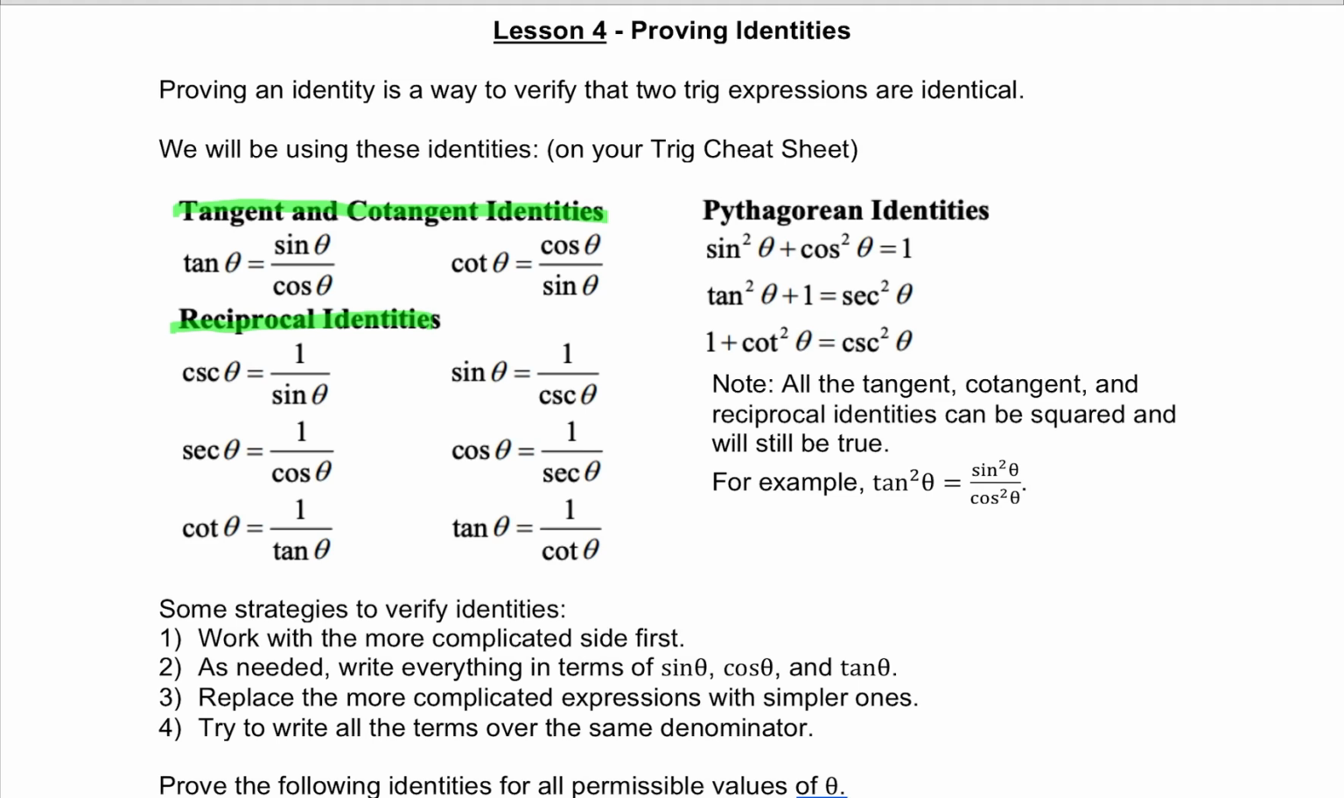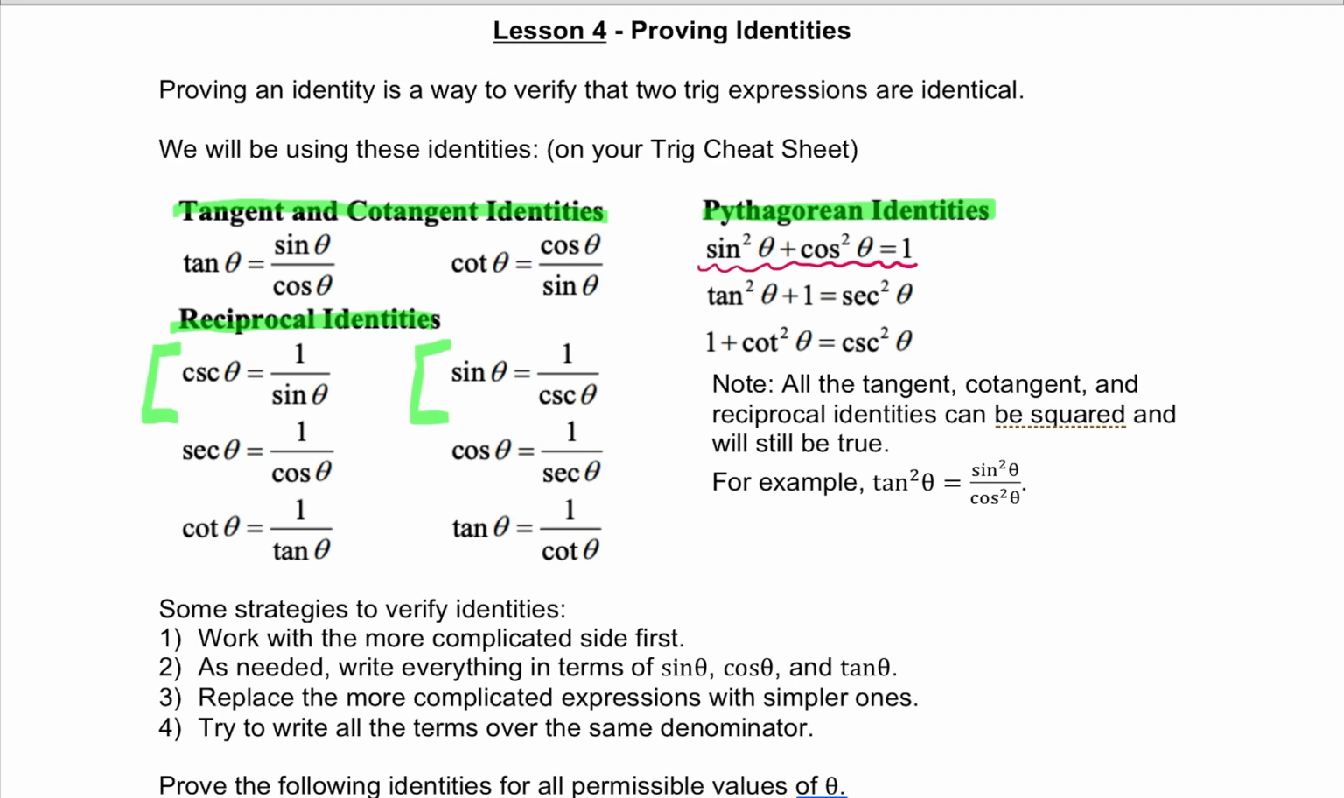Notice that we can change these either way. Just like we can say cosecant is 1 over sine, we could also say sine is 1 over cosecant. We also have some Pythagorean identities that we're going to work with. The main one is the fact that sine squared theta plus cos squared theta equals 1. This comes from our unit circle formula, where x squared plus y squared equals 1. If we think about that fact from the unit circle and the fact that x and y are related to sine and cos, this is where sine squared theta plus cos squared theta equals 1 comes from.